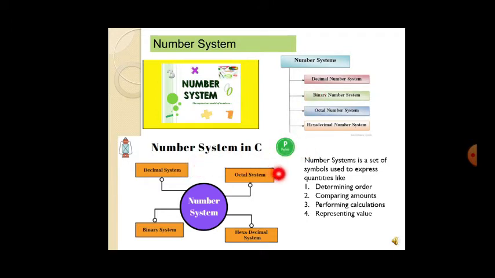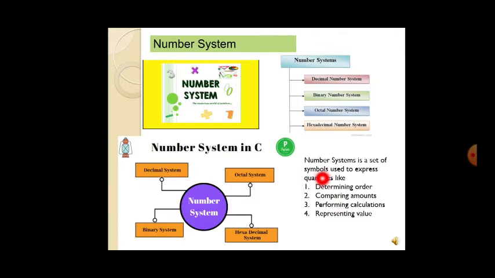So number system in C. Number system is a set of symbols used to express quantities like determining the order, comparing the amounts, performing calculations, representing value. So determining the order, in which order the numbers have to come, whether it's an ascending order or a descending order, smaller to bigger or bigger to smaller. Then comparing the amounts, we are going to make some comparisons, that is your logical operations. Then performing calculation, that is your arithmetic operations, addition, subtraction, multiplication and division. Then representing a value, so we are giving a particular value. For example, pi is 3.14, so we are going to represent the value of pi.